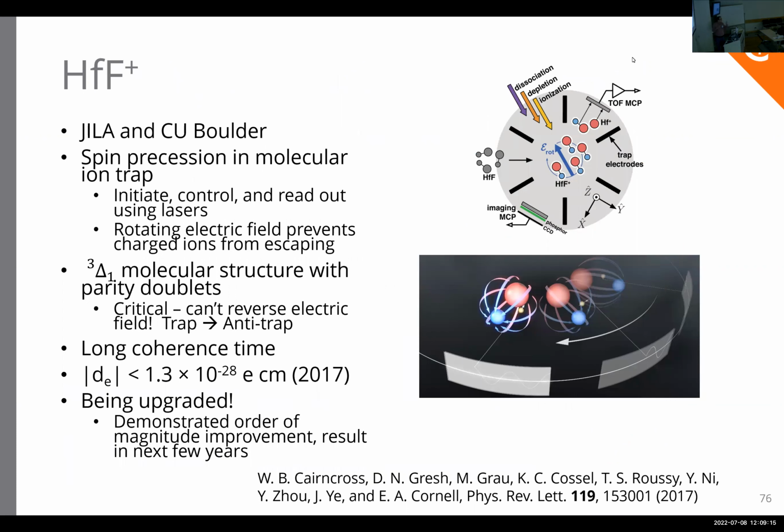So the last experiment I'll talk about, this one briefly, largely because a lot of the features of this experiment I've kind of already talked about in the context of other ones. This one just sort of combines some subset of those other features with some new ones. It's the hafnium fluoride plus experiment, which is a collaboration between JILA and CU Boulder. They also do spin precession in a molecular ion trap. You heard a little bit about ion traps before.